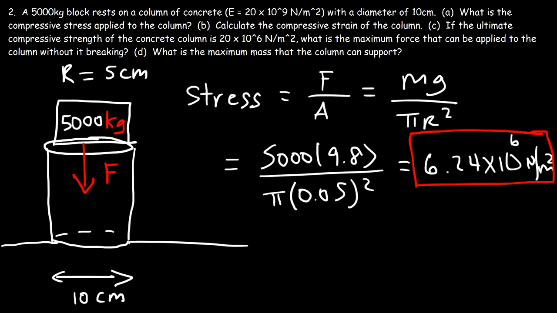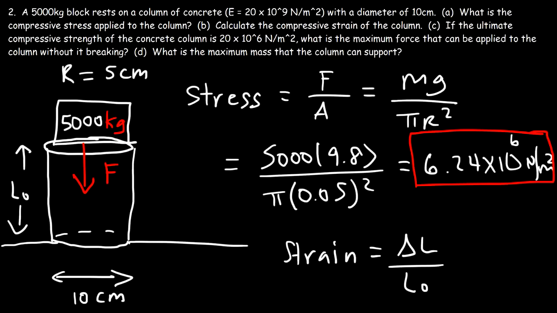Now let's move on to part B. Calculate the compressive strain of the column. Now this is going to be different because we don't know the length of the column. We don't have L0. So how can we calculate the strain without knowing the length of the column? Because the strain is equal to delta L divided by L0. So what should we do?